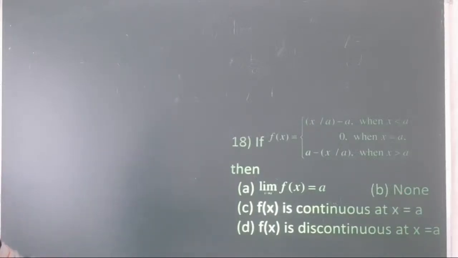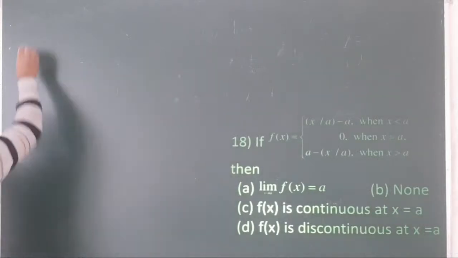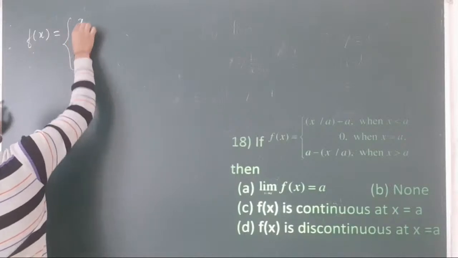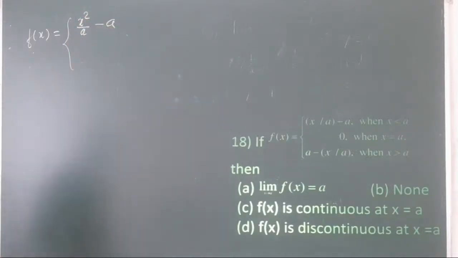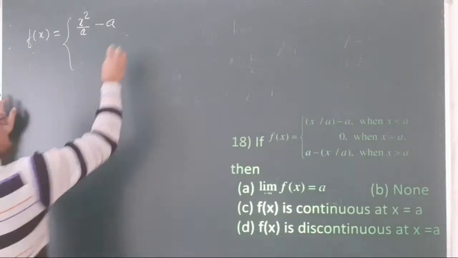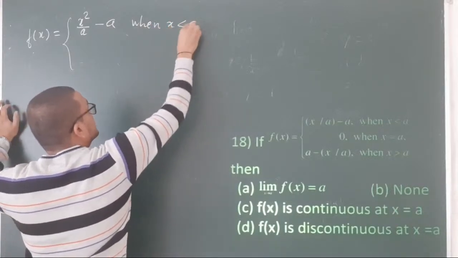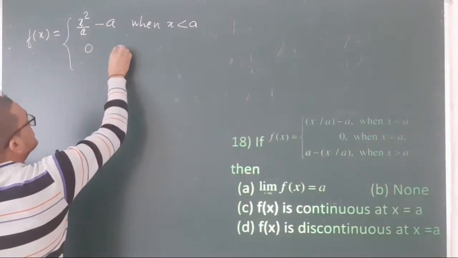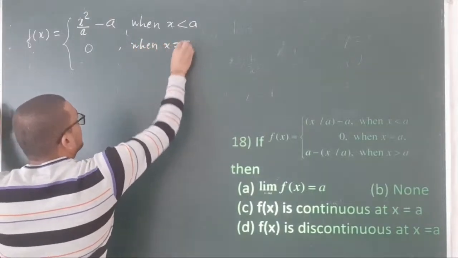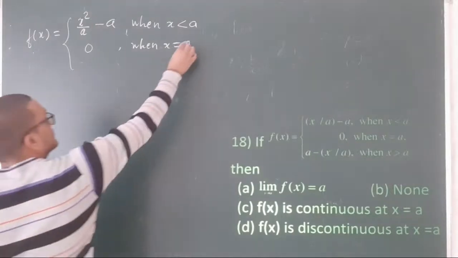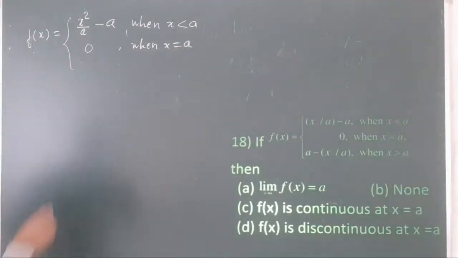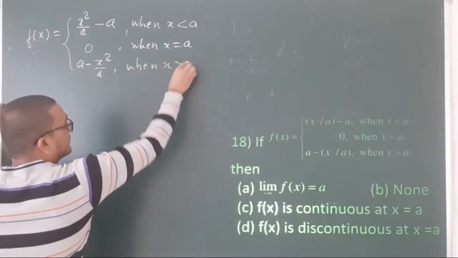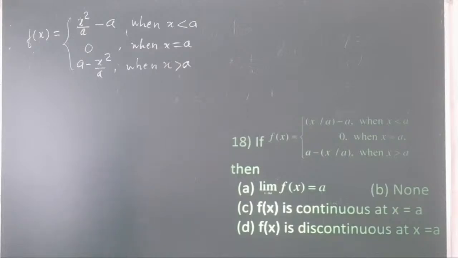I think the question is not visible clearly. I'll write it. f of x is equal to x squared upon a minus a, when x is less than a, and f of x is equal to 0 when x is equal to a, and f of x is equal to a minus x squared upon a when x is greater than a.